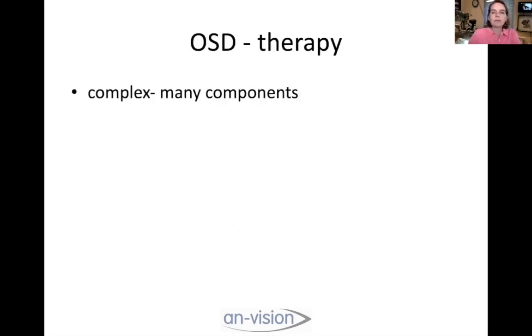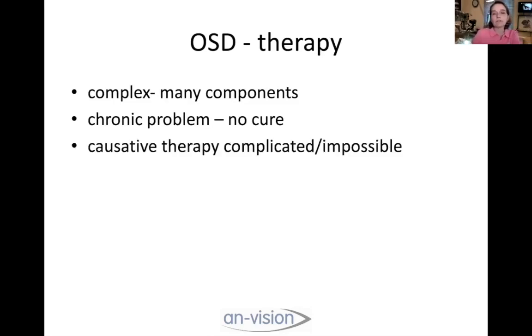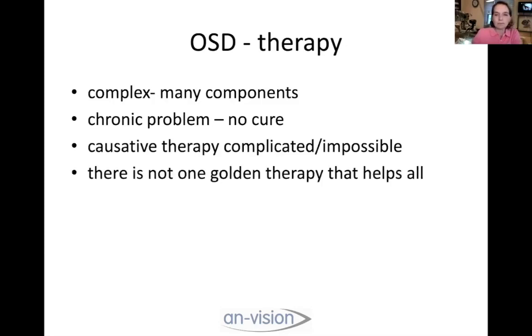In general, ocular surface disease is really complex. There are so many components influencing it, and I tried to bring that to your mind. It's typically a chronic problem. If you have chronic ocular surface disease or chronic evaporative dry eye, there's no cure. It's not something that you can heal quickly. And there's no therapy, or almost no therapy, that is directed to the primary reason. Oftentimes that's impossible to treat. There's no golden therapy, no golden drop that helps all the different types.